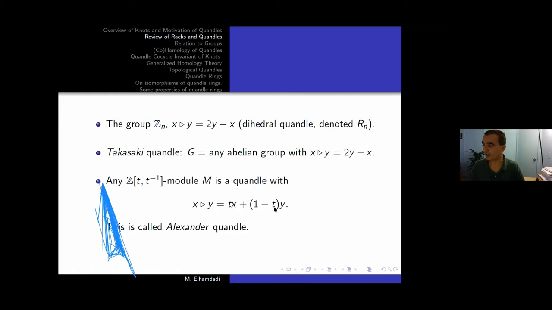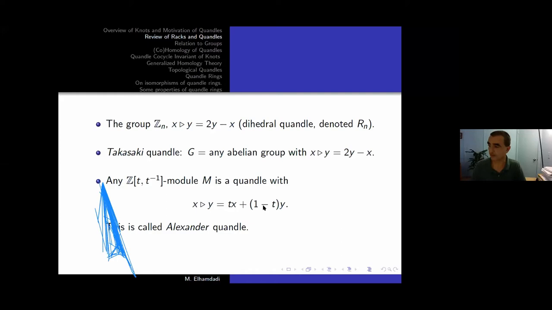The algebraists call it an affine Quandle because you can think of it as X triangle Y equals alpha X plus beta Y. If you require just a rack, you don't have to have alpha plus beta equal 1. But if you require a Quandle, obviously alpha plus beta equals 1. That's why you have TX and (1 minus T)Y.